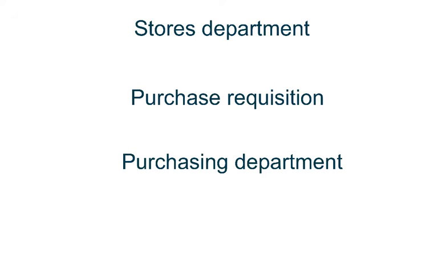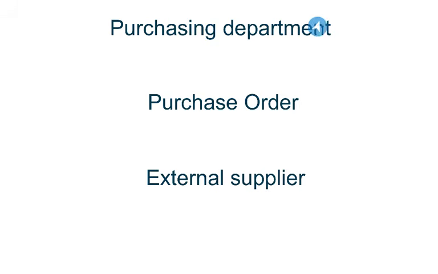purchasing department. Now, the purchasing department will issue a purchase order. They will look for suppliers, the most appropriate supplier, and then they will place an order with one of the suppliers. And what will be on this document? Again, a clear description of the goods and also the quantity of the goods. So the purchasing department issues a purchase order to purchase from the external supplier.